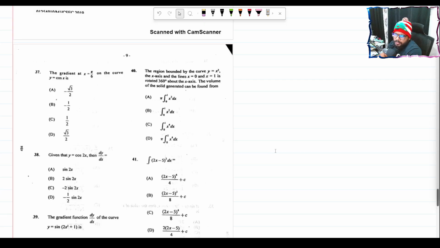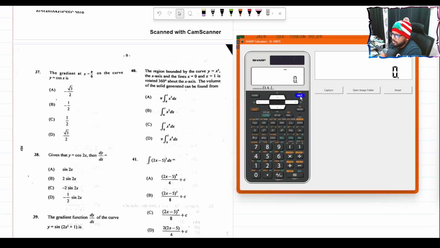This is a repeat question, I believe. The differential of cos is negative sine, so we're looking for negative sine of pi on 6. My calculator is already in radians. Negative sine of pi on 6 is -1/2.